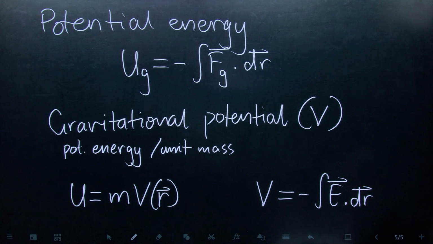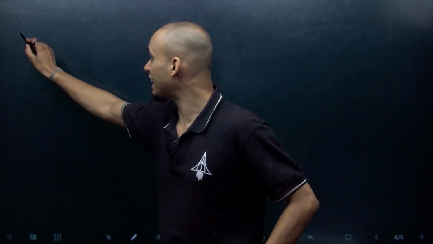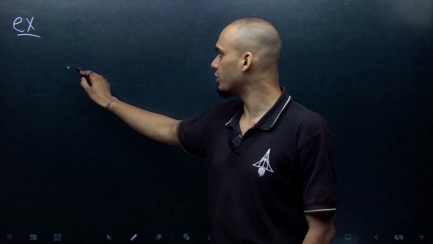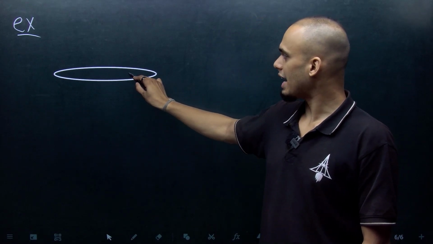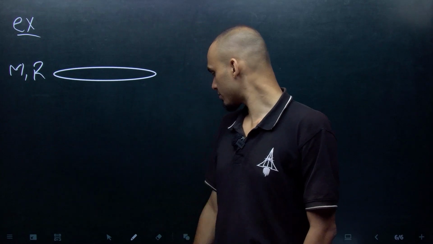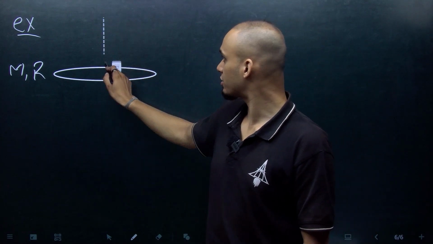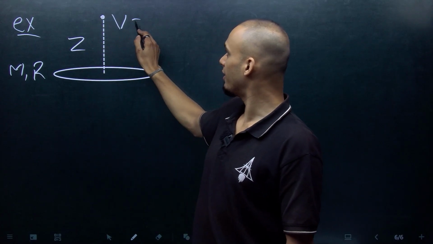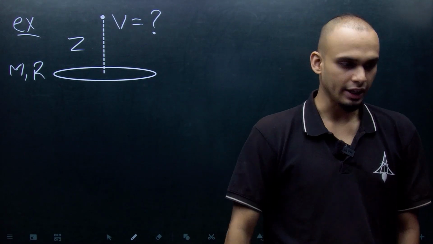right? Even this is very simple to you. Can we take the same example again? That is, can we now find the gravitational potential due to some uniform ring at a point on its axis? Mass is m, radius is r. Let us make an axis at a distance of z. What will be the gravitational potential? Can you guys find out?